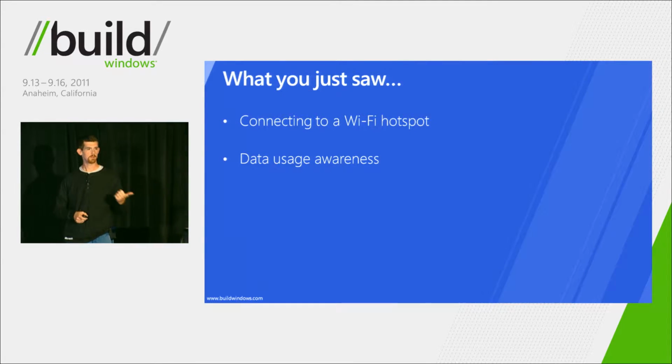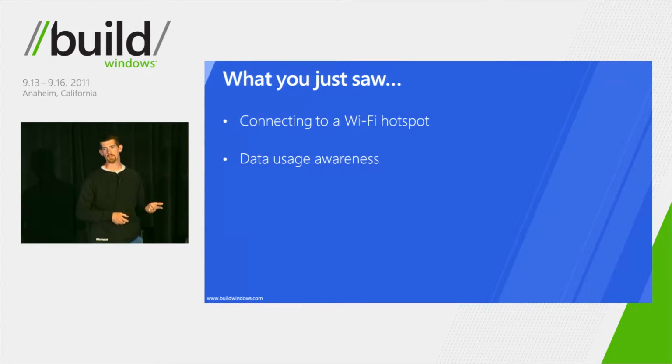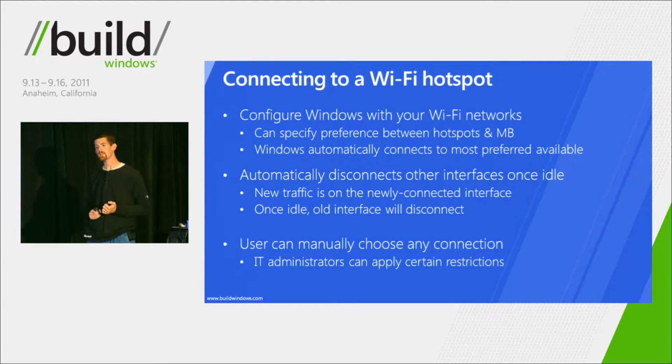So we saw authenticating and connecting to a Wi-Fi hotspot, and we saw Windows Update changing its UI and its behavior based on the network that you're connected to. So let's talk about the Wi-Fi hotspot to begin with. The mobile operator can configure Windows with a list of Wi-Fi hotspots. They can give us the preferences that they want between the hotspot and the mobile broadband.